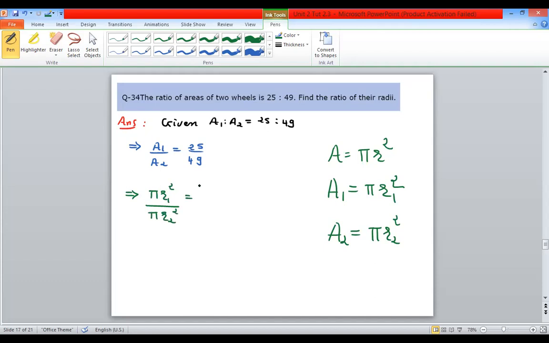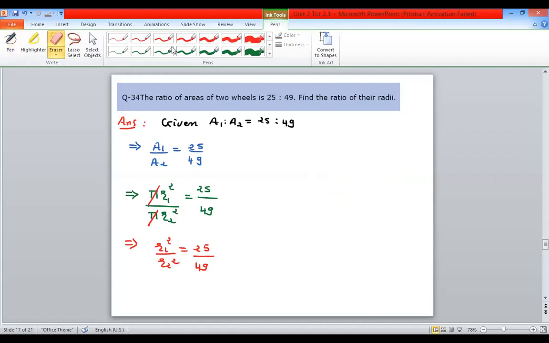And the right hand side is 25/49. The common term will be cancelled. Pi is cancelled upper and down. The remaining terms are r1 square and r2 square, equal to 25/49. Both quantities have a square, so this gives r1 upon r2 whole square is equal to 25/49.